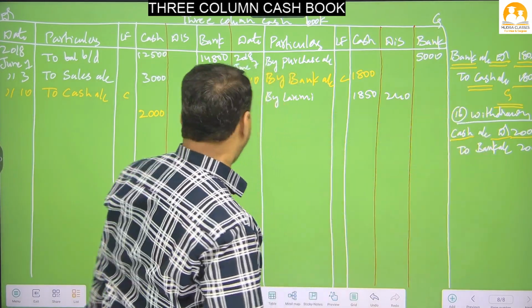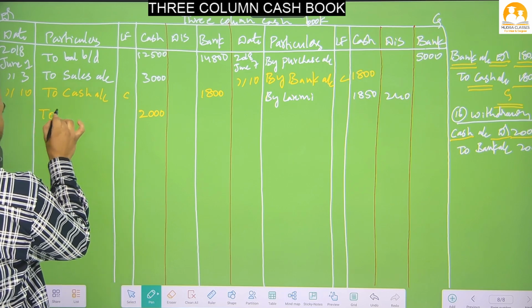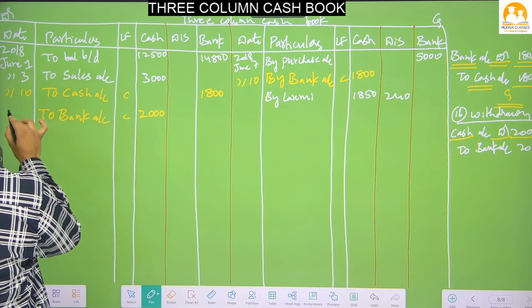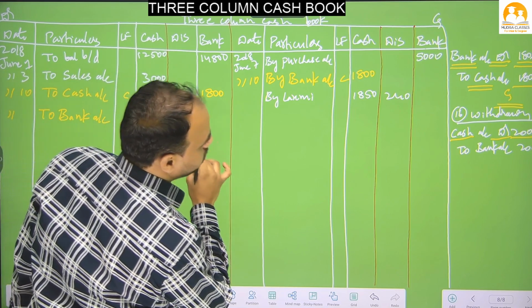What is opposite to bank? So write down here to bank account. In LF column write C. Tell me the date. What is the date given, beta? 16.